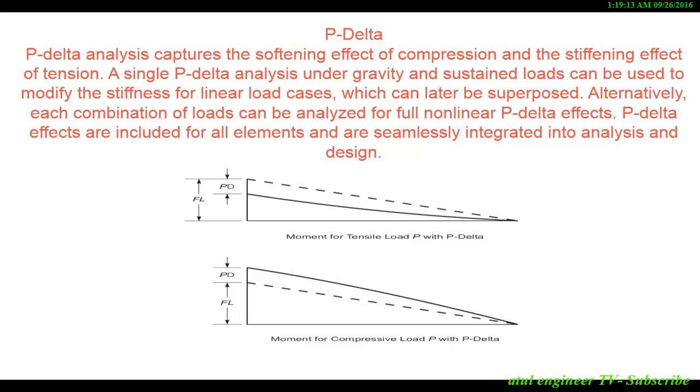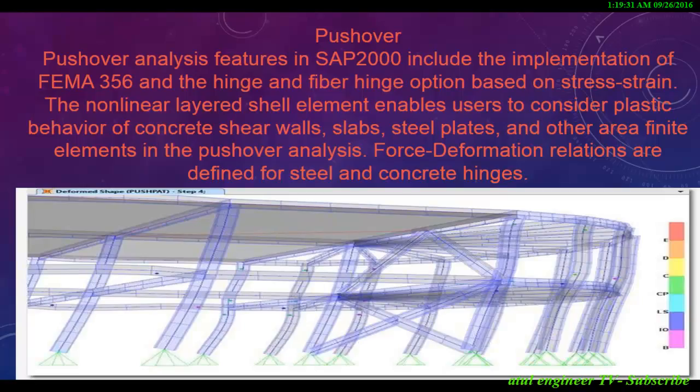P-delta. P-delta analysis captures the softening effect of compression and the stiffening effect of tension. A single P-delta analysis under gravity and sustained loads can be used to modify the stiffness for linear load cases, which can later be superposed. Alternatively, each combination of loads can be analyzed for full nonlinear P-delta effects. P-delta effects are included for all elements and are seamlessly integrated into analysis and design.